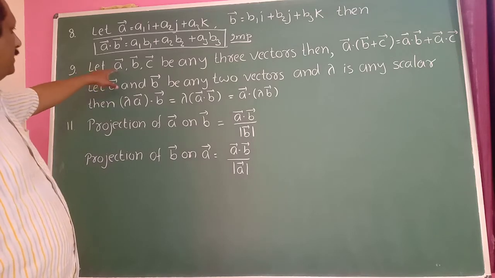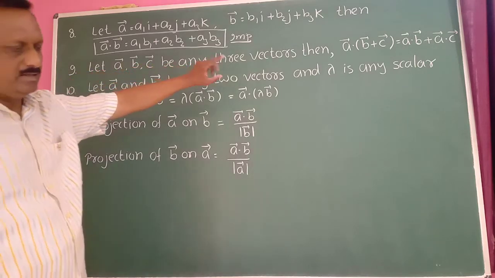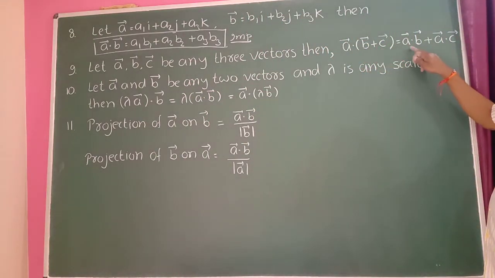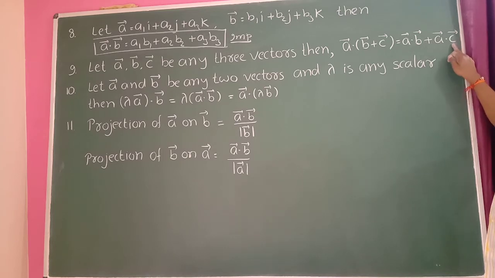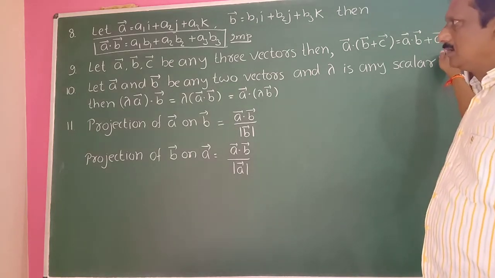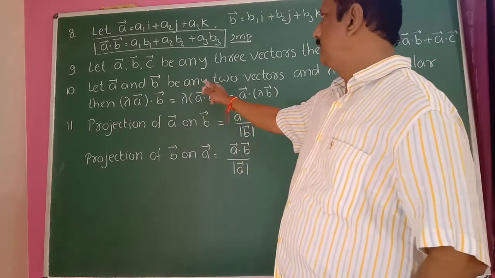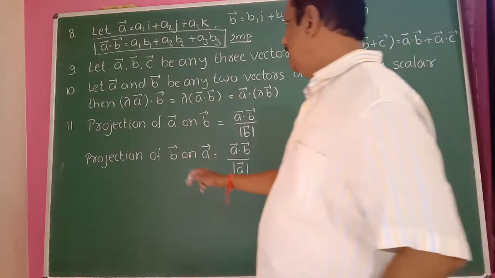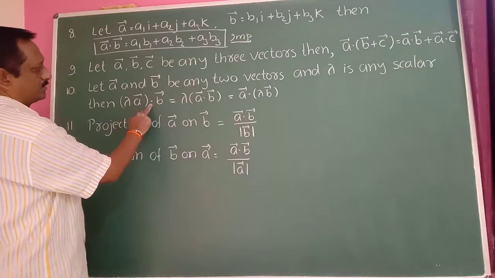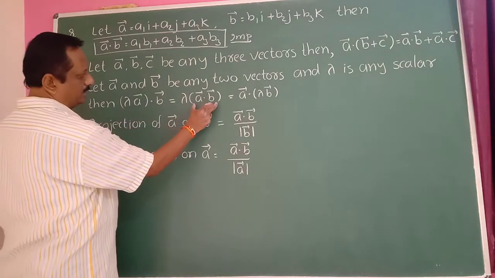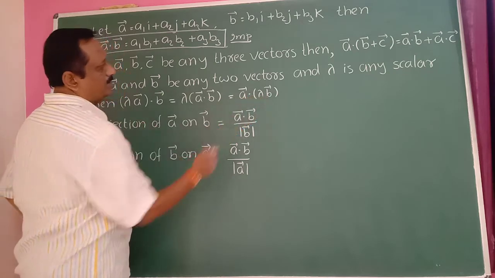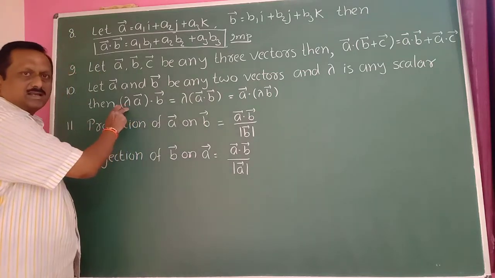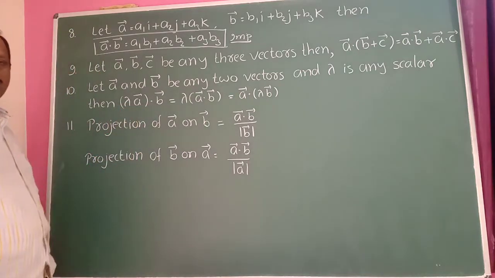Ninth property: let A bar, B bar and C bar be any three vectors. Then A bar dot of B bar plus C bar is equal to A bar dot B bar plus A bar dot C bar. It is called the distributive law. And 10th one: let A bar and B bar be any two vectors and lambda is any scalar quantity. Then lambda into A bar dot B bar is equal to lambda A bar dot B bar is equal to A bar dot lambda B bar. Either this is satisfied or this one, where lambda is a scalar quantity, A bar and B bar are vector quantities.